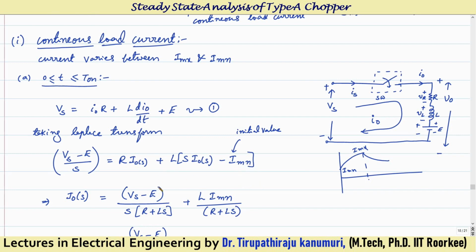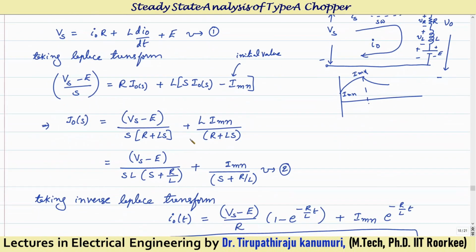So from this I can simplify the value of the current I0 of S. Vs minus E divided by S, that is I0 of S into R plus Ls. So that I am dividing. So this will be R plus Ls. And then next one, this will become L into Imn. When I take to the other side, it will become plus L into Imn divided by R plus Ls. I can write like this.